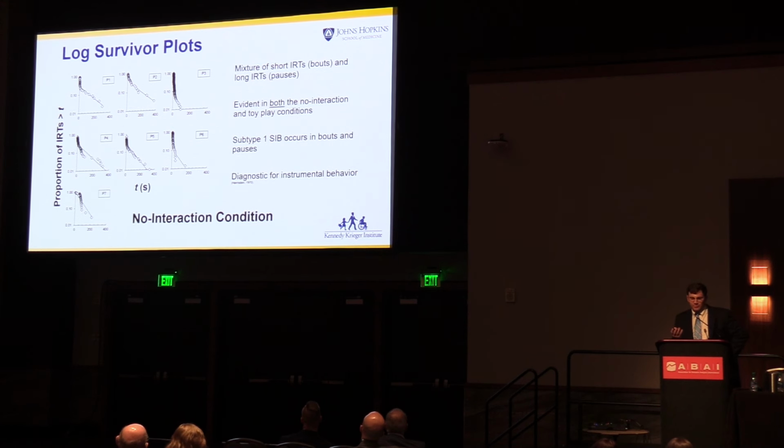What we see is more or less behavior organized into bouts and pauses. Just about every log survivor plot shows evidence of that broken stick appearance. And this pattern is evident in the no interaction condition. It's also evident in the twin play control condition. So this tells us that SIB, subtype 1 SIB rather, occurs in bouts and pauses. And this is diagnostic for choice behavior. This is diagnostic for instrumental behavior. Herrnstein in his 1970 paper says one way to distinguish reinforced from non-reinforced responding is to look and see if it's occurring in bouts and pauses. So this makes it seem like subtype 1 SIB is showing evidence of reinforced responding.